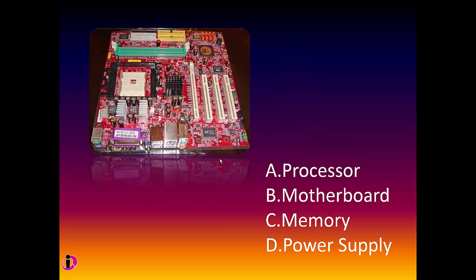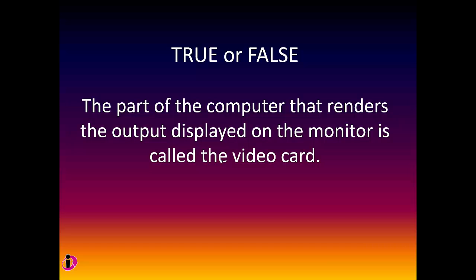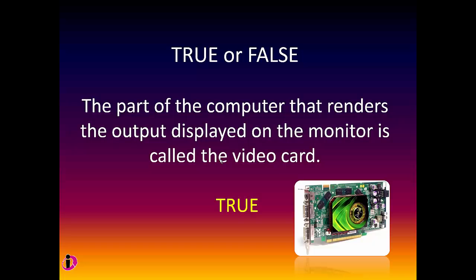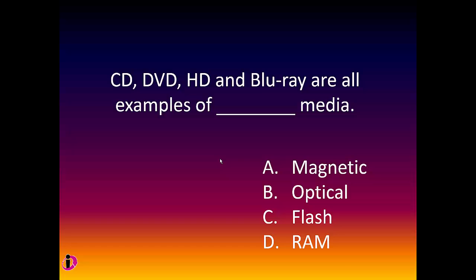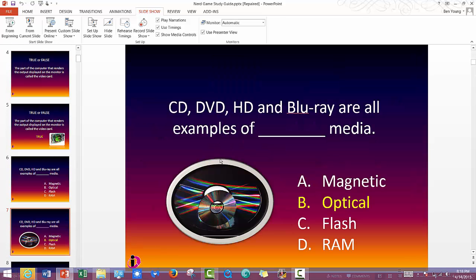So here's a slide. And the first question is, what is this? Is that a processor, a motherboard, memory, power supply? Well, the next slide says it's a motherboard. Okay, true or false, the part of the computer that renders the output displayed on the monitor is called the video card. Is that true or false? That's true. Okay, CD, DVD, HD, and Blu-ray are all examples of magnetic, optical, flash, or RAM media. Okay, optical media. Okay, well, I'll hit escape and go on.